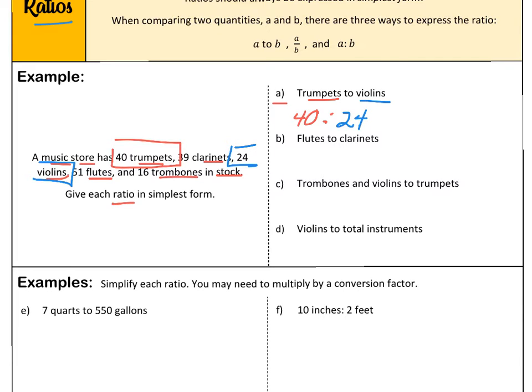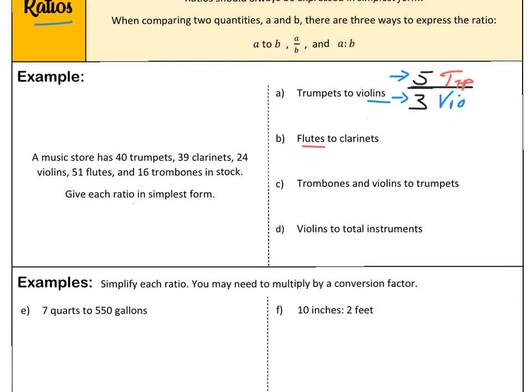Now, what I want to try to do is reduce this. It looks like 40 and 24 are both divisible by 8. So my final ratio is going to end up being 5 to 3. And I also want to include my units here. Remember, I'm comparing trumpets to violins. So for every 5 trumpets I have, there's going to be 3 violins. That's what I'm saying in this ratio.